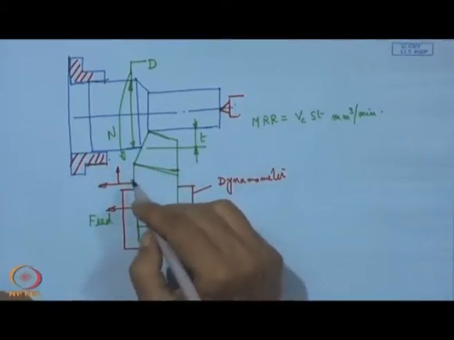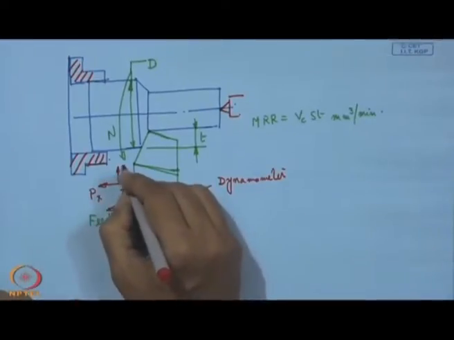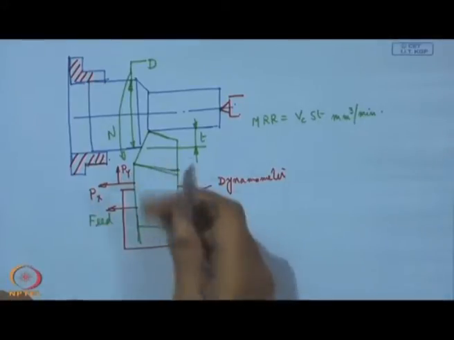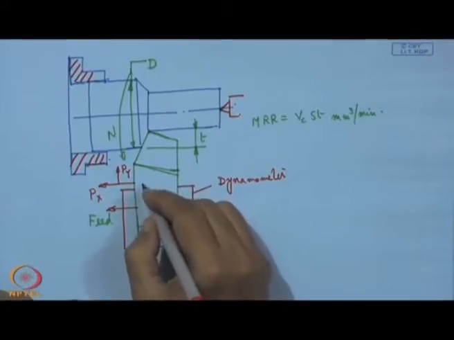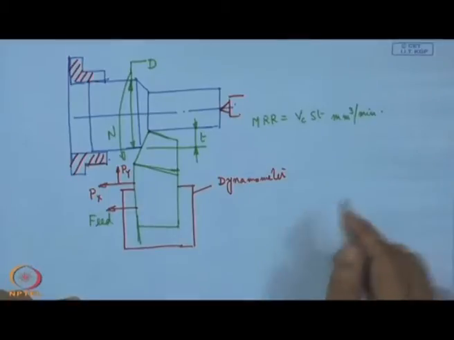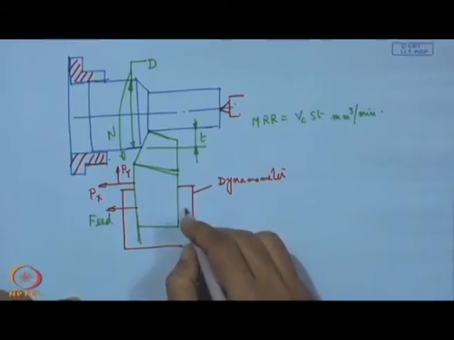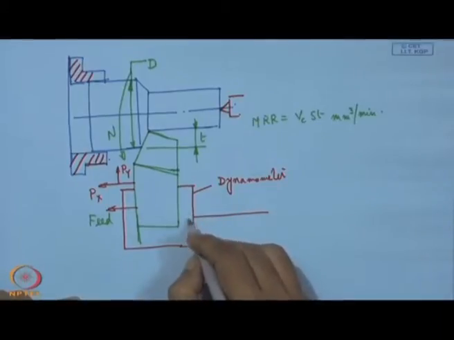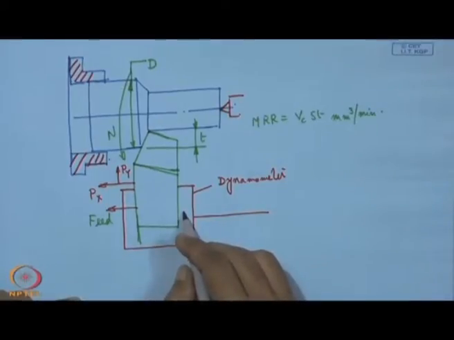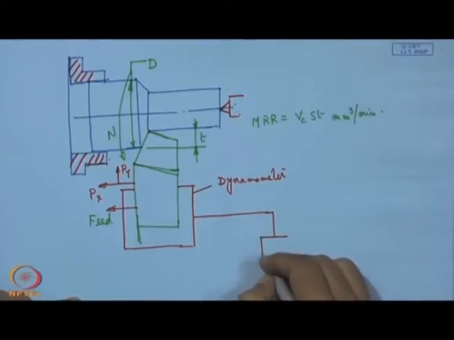And this way we can resolve the forces, and this is called P x, this is called P y, and the force which is perpendicular to this paper is called the force P z. Now, this dynamometer is actually a piezoelectric dynamometer with a piezoelectric transducer, and from there it generates charge from the mechanical signal, that means from Newton to picocoulomb, and then there will be a charge amplifier.